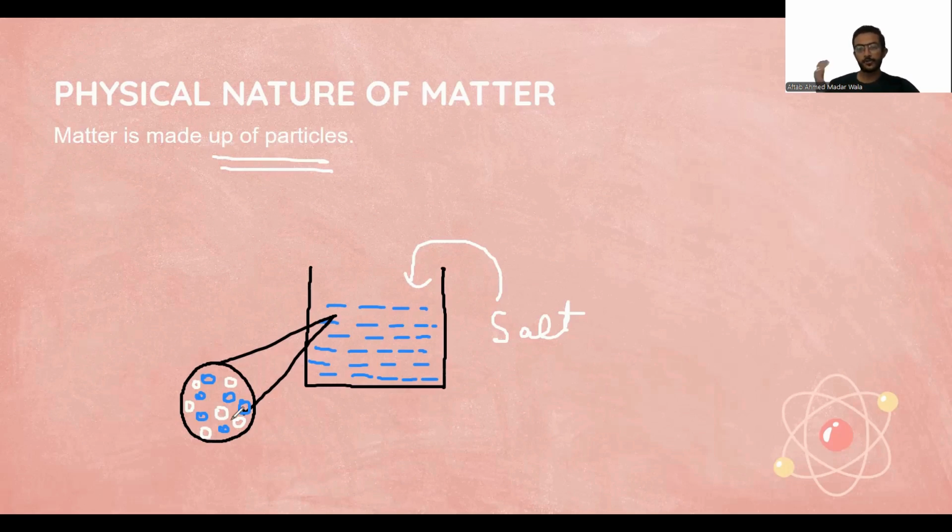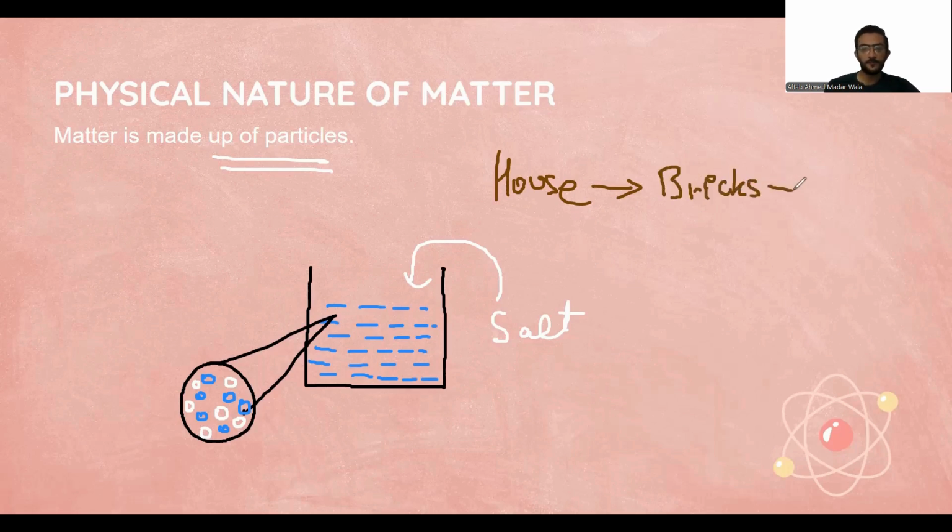Also, I'll give you one more example to understand this particular physical nature of matter. Let's say we have a house. What is a house made up of? Well, a house is nothing but a combination of bricks put together to construct the walls and the roof and the columns and all those things, right? So a house is made up of bricks.